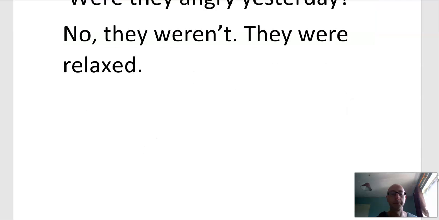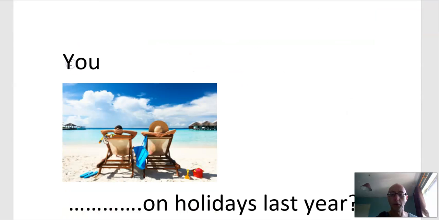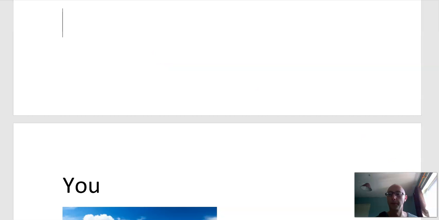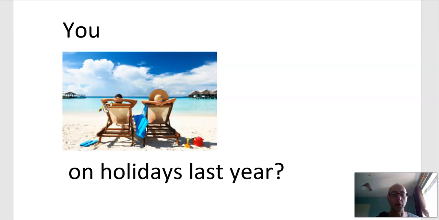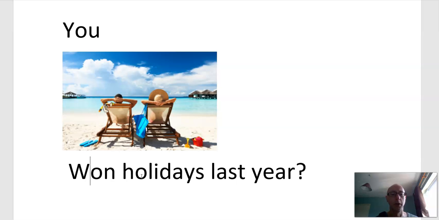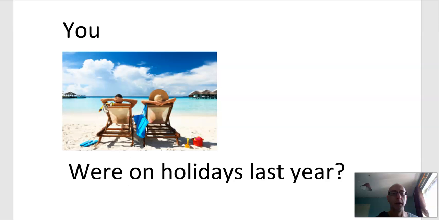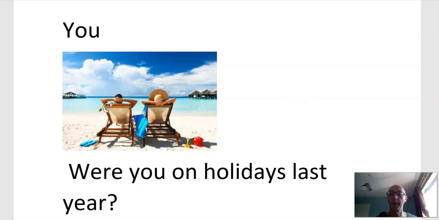Let's look at one more example. So we're going to make a question with you. The question is about on holidays. So people are on holidays. They often go to the beach. They go to the sea. They go and relax. So let's make a question you want to ask your friend. On holidays? What do we use for on holidays? What word beginning with W? Is it was or were? For you. Were you on holidays? That's the question.